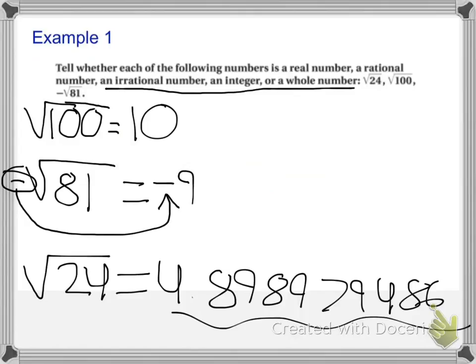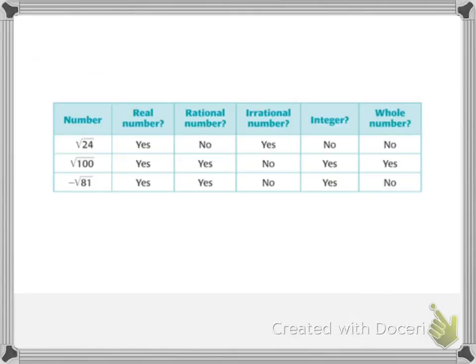And then the square root of 100, is it a real number? Yes. Is it a rational number? Yes. Irrational number? No. An integer? Yes. A whole number? Yes. Now the square root of 81, is it a real number? Yes. A rational number? Yes. Irrational number? No. Is it an integer? Yes. And is it a whole number? No.